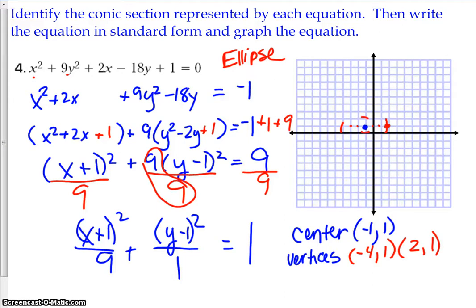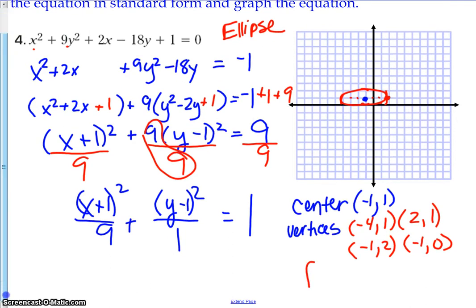It's kind of a long, weird thing here. So my other vertices, 1 above and 1 below here, 1 above would be -1, 2. 1 below would be -1, 0. Those are my 4 vertices. So here I can kind of graph my ellipse. I have like a long, thin ellipse there.